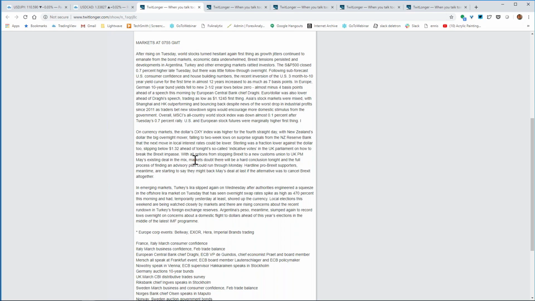On currency markets, the dollar index was higher for the fourth straight day, with New Zealand's dollar, the big overnight mover, falling to 2-week lows on surprise signals from the Reserve Bank that the next move in local interest rates could be lower. Sterling was a fraction lower against the dollar, slipping below 132 with tonight's so-called indicative votes in the UK Parliament on how to break the Brexit impasse.